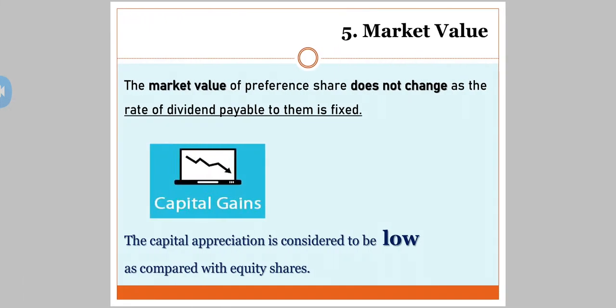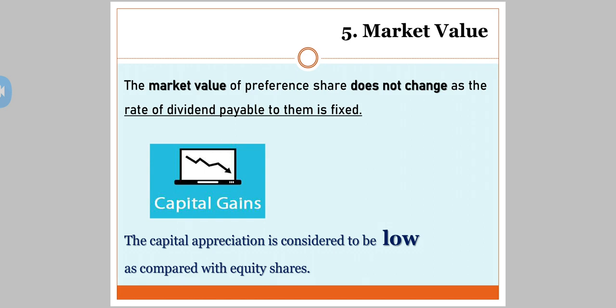Fifth point, you are coming to the stable market value. The market value of preference shares does not change as the rate of dividend payable to them is fixed. See, when there is no increase and decrease in the returns, the market value mostly remains constant. See, the capital appreciation is considered to be low as compared to equity shares. Capital appreciation, increase in the value.